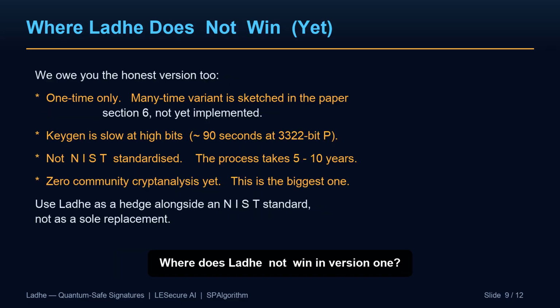Where does LAD not win in version 1? It is one-time only. The many-time variant is sketched in the paper, section 6, but not yet implemented. Key generation is slow at high bit sizes, around 90 seconds at 3322 bits. It is not NIST standardized. That process takes 5 to 10 years, and there is zero community cryptanalysis yet. That last point is the biggest. Use LAD as a hedge alongside a NIST standard, not as a sole replacement.